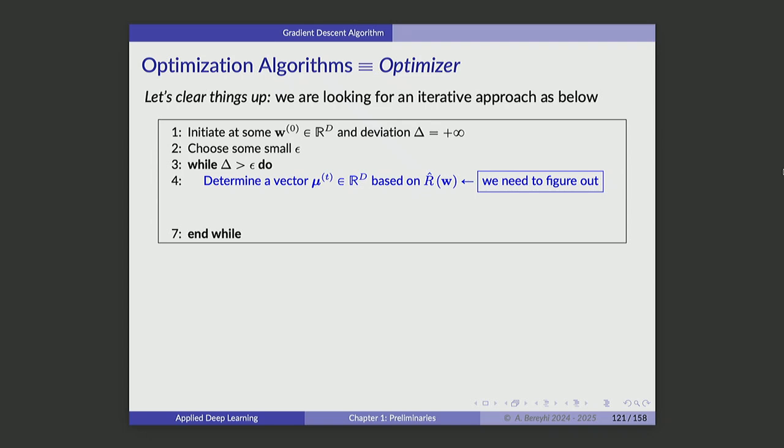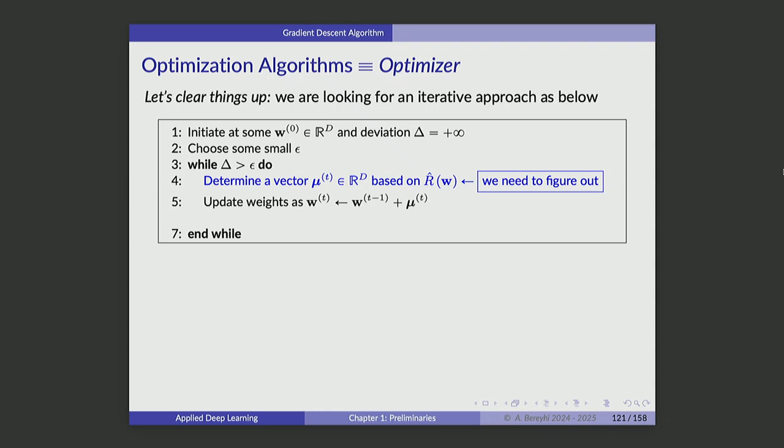So I have W0. Maybe I put it inside this function. I do a bit of calculation. And then at the end of the day, I say, okay, this direction mu is the right way to go, right? Once I find that direction mu, I am going to update my weight with that direction mu. So this is the right direction to go. If I go this way, my risk is going to get smaller. And then I start to move in that direction.